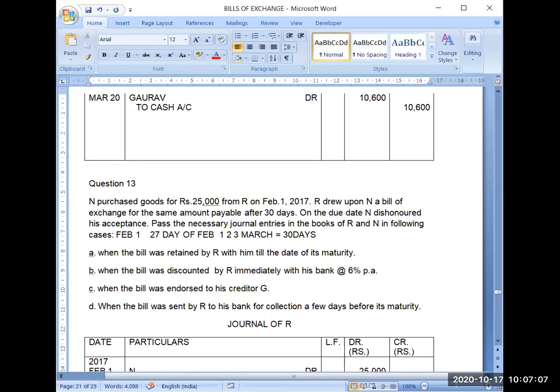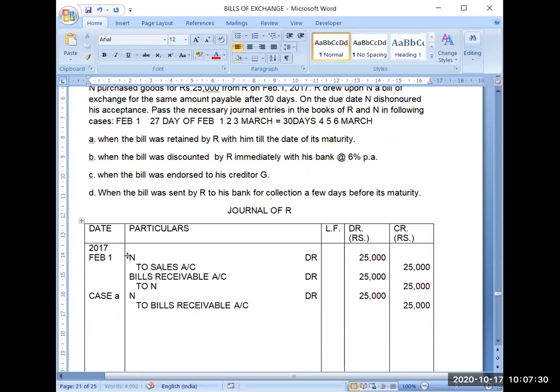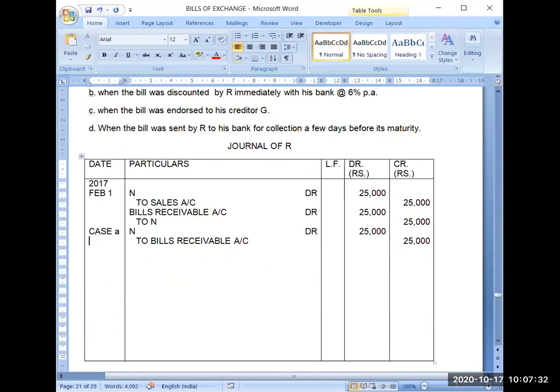And after completion of these 30 days, I need to give 3 days more for grace period as per the Negotiable Instrument Act 1881. So in 3rd of March, I will again add 3 days, 4th March, 5th March and 6th March. So 6th March will be the due date. So here I will mention due date March 6.